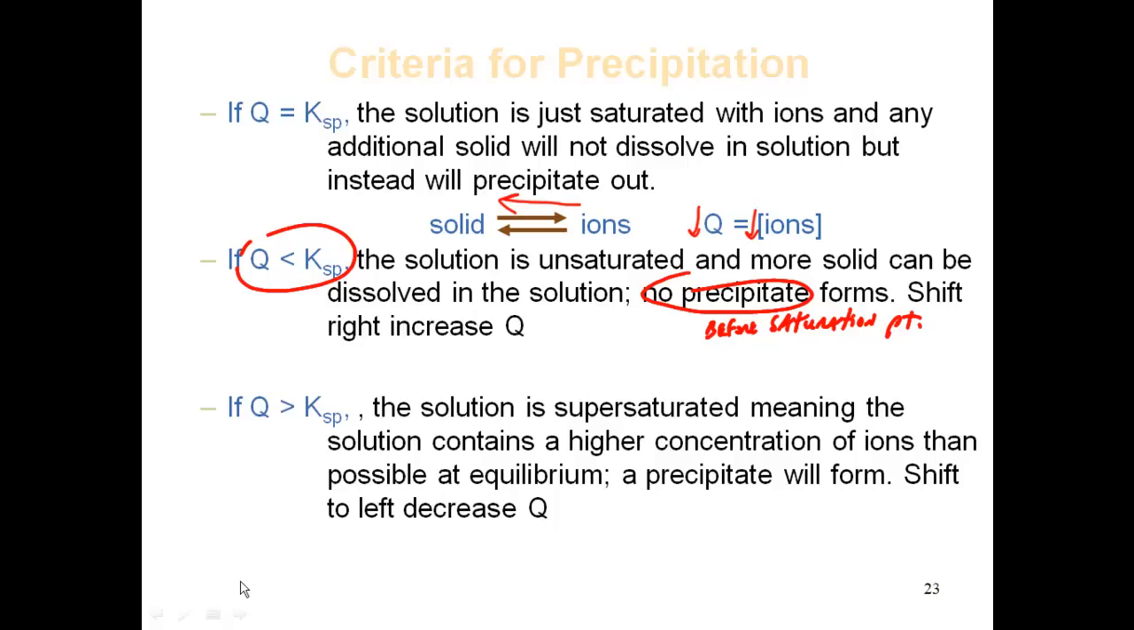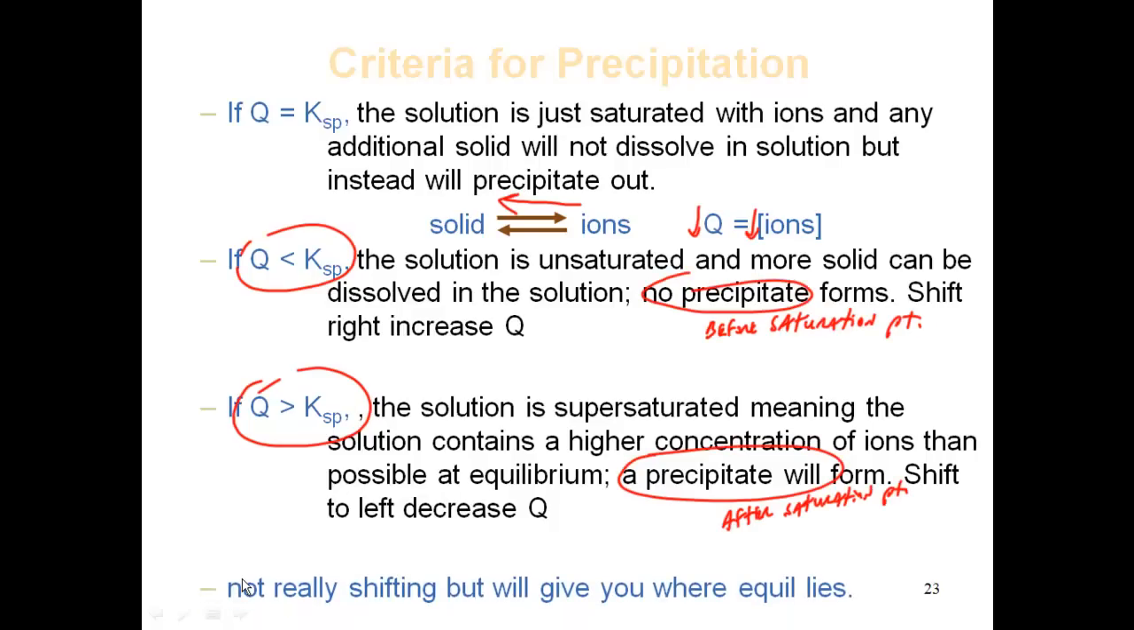So if Q is greater than Ksp, then a precipitate will form because we're after the saturation point. You can either memorize it or figure it out, but I want to caution you that in reality it's not really shifting one way or the other. I'm using this to figure out which way it lies if you're trying to understand and predict which way it's going to go. So your choice is to understand it, or to just memorize it. Q less than Ksp, no precipitate. Q greater than Ksp, precipitate.